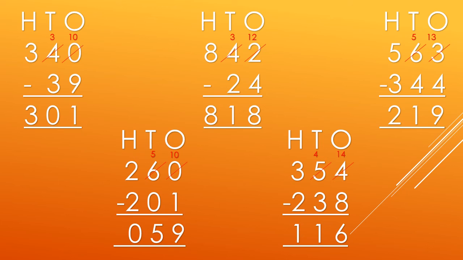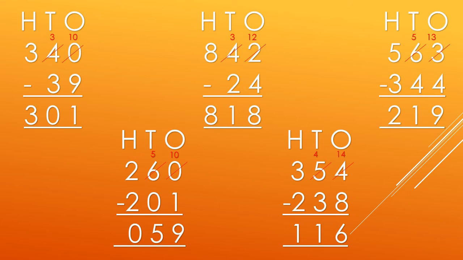Now last example is 354 minus 238. So here we cannot subtract 8 from 4, so we will borrow. So in tens place 5 becomes 4 and in ones place 4 becomes 14. Now 14 minus 8 is equal to 6. Write 6 under ones and now subtract tens.